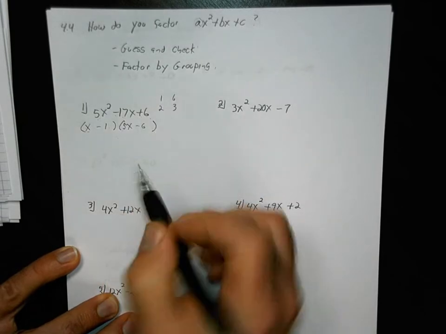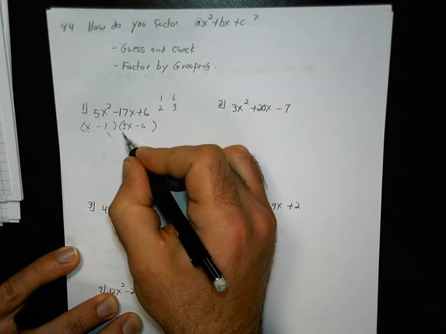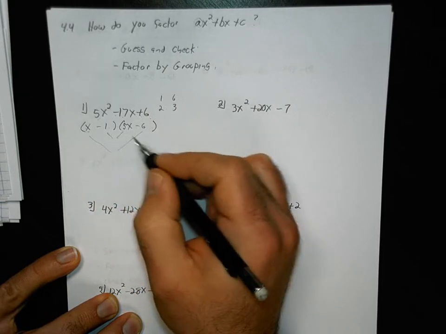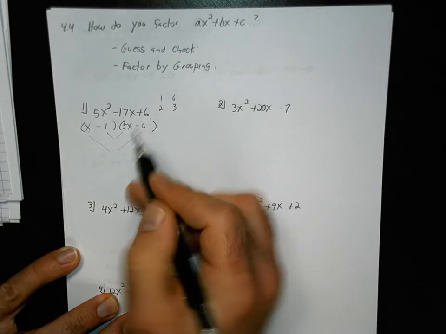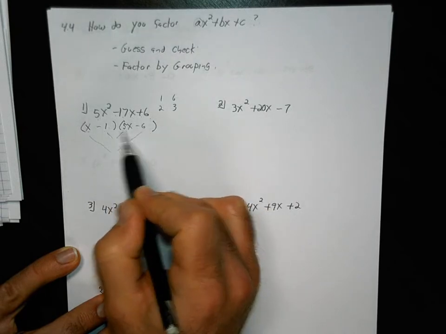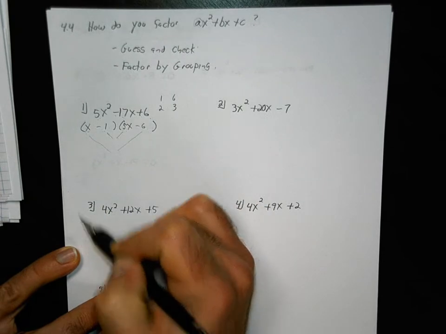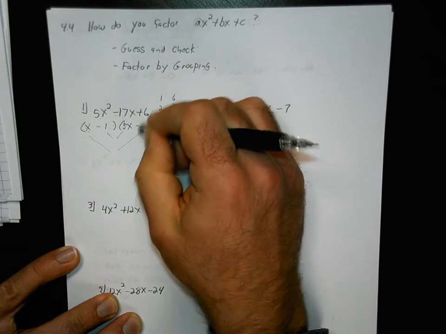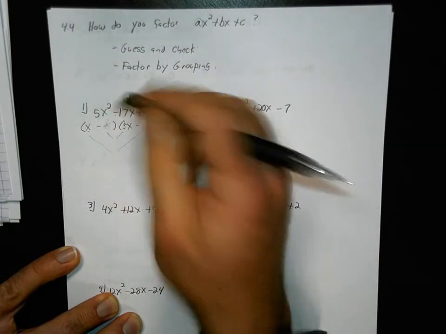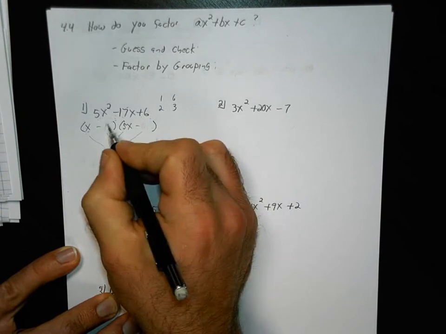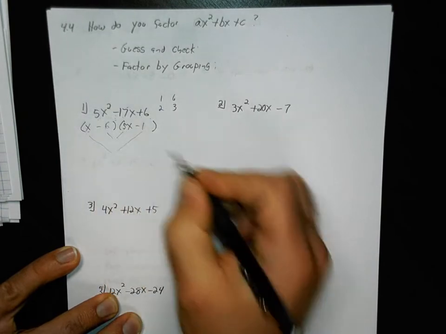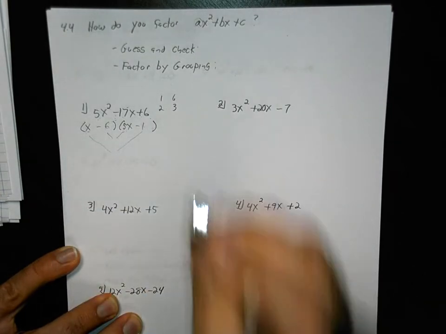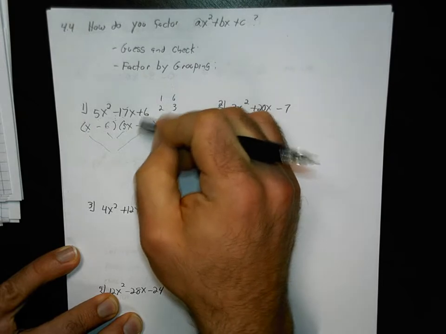So that's the guess part. Now the check part comes in where we check our inside terms, the OI part of FOIL, and our outside terms, and we add those up to see if we get the middle term. So in this case I get -5x, and this is a -6x. Add that up, I get -11x. So that doesn't work. Okay, so now one thing I can do is I can switch these and put the 6 over here and the 1 here. Well, now I'm going to get -30x and a -1x. That's not even close. Okay, so the 1 and the 6 are out.